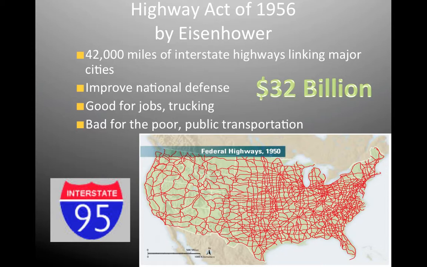But I'll be really honest with you. Eisenhower, don't get me wrong, he wants to improve the economy. He's the president, of course he does. He wants people to vote for him again. I like Ike, right? But the big real reason he wants it, I want you to make sure you circle: improve national defense. He spends $32 billion putting all of these highways down. He also knows it's good for jobs. It's good for trucking. It's kind of bad for the poor, but he thinks that it'll help increase the middle class and create that middle class economy. And he's right, it will.